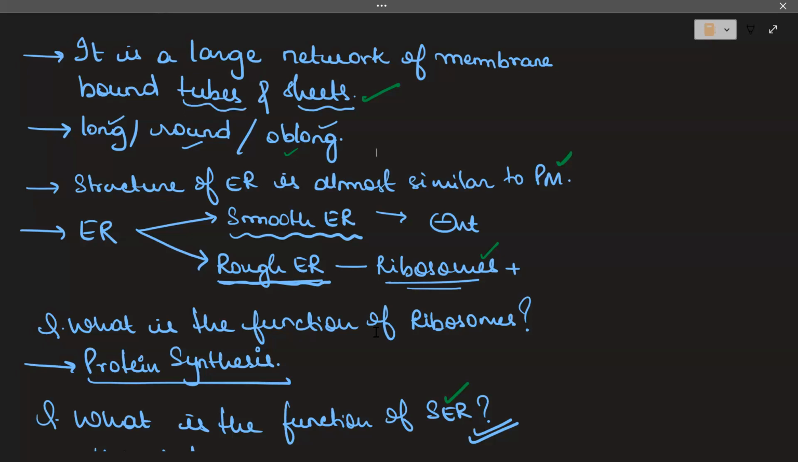Also, another thing you remember is that wherever ribosomes are present, proteins will be synthesized. So the function of ribosome is the synthesis of protein. Clear?